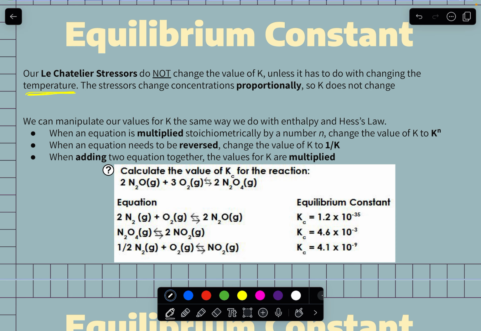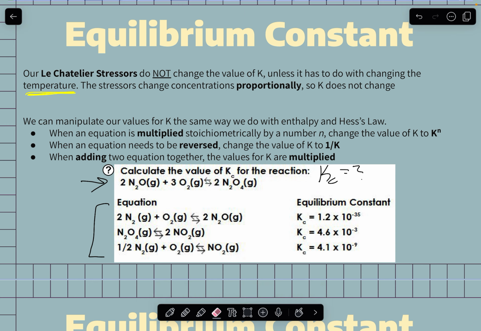Remember in the last unit we had Hess's law, where we can play with the reactions and alter enthalpy values to find it for our goal reaction. We can do the same thing here with equilibrium. We can have a bunch of smaller steps that each have their equilibrium constants, and from that we can figure out the Kc for our goal reaction.